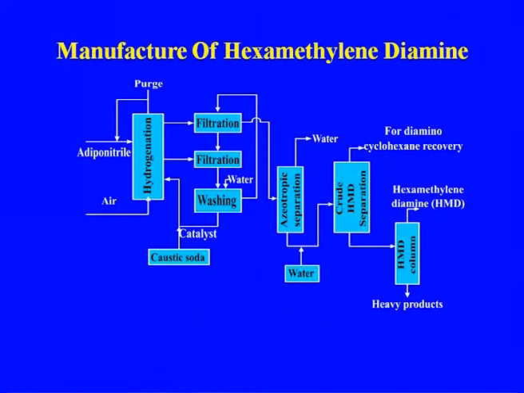This is the process that we are using in making hexamethylenediamine. Adiponitrile and hydrogen go to the hydrogenation, then filtration and washing, then azeotropic distillation, and here we get the crude hexamethylenediamine, which goes to diaminocyclohexane recovery. Finally, in the separation the heavy ends are separated, and hexamethylenediamine is the final product, which is used with adipic acid for nylon 66.